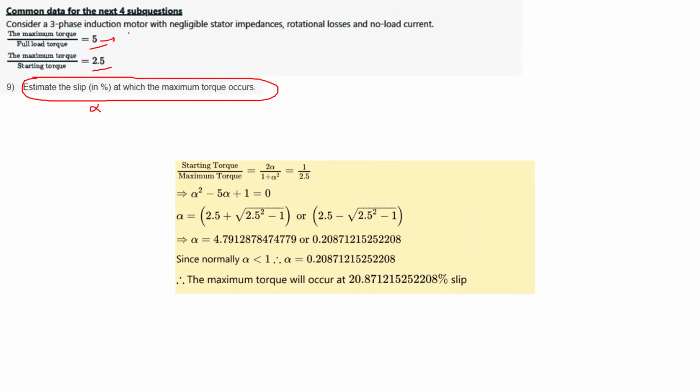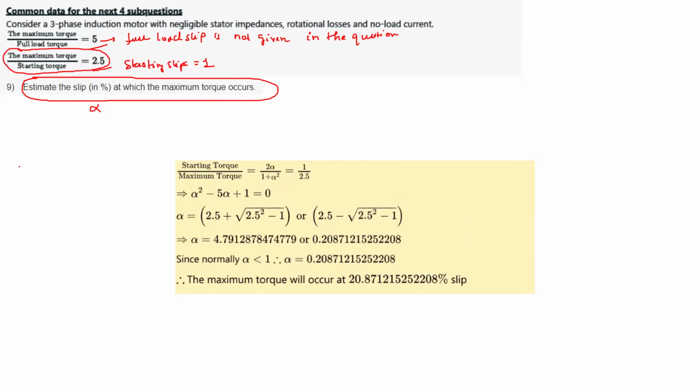Full load slip is not given in the question, so we cannot use this ratio. The starting slip, we already know, is equal to 1. So we will be using this ratio for getting the maximum torque slip.